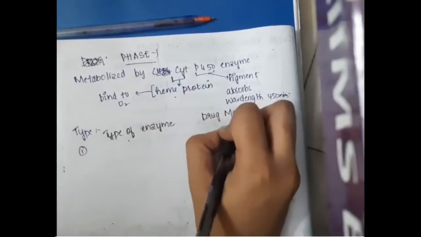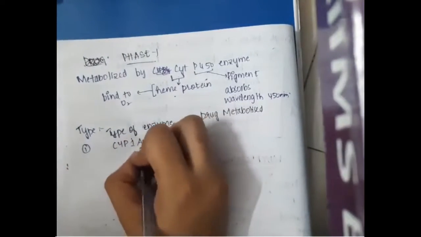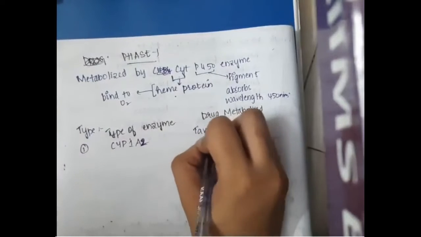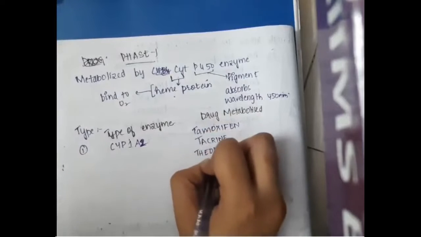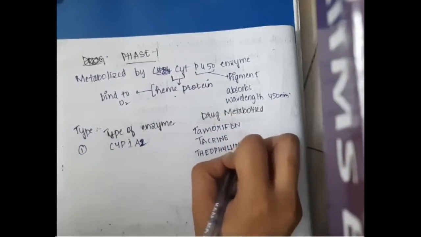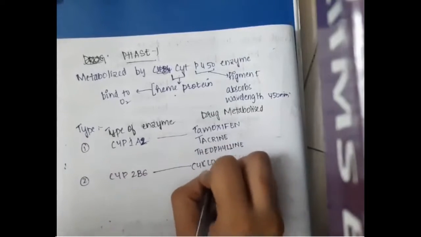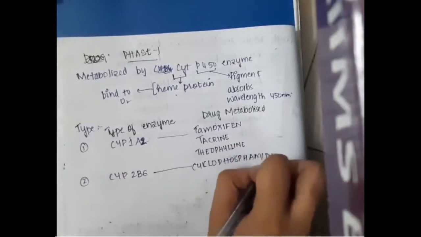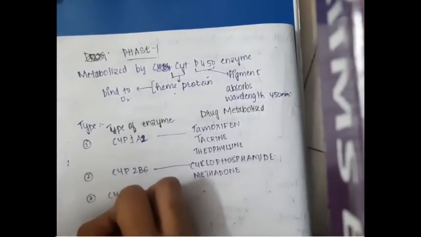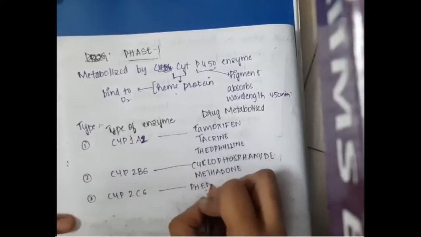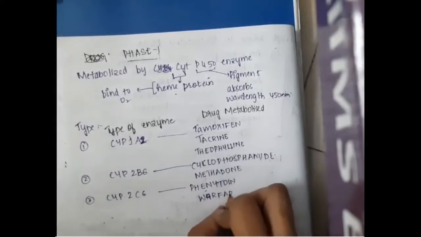So the first type of enzyme we have is the CYP1A2 enzyme, which metabolizes tamoxifen, tacrine and theophylline. Second, we have CYP2B6, which metabolizes cyclophosphamide and methadone. Okay, then we have the third type of enzyme, CYP2C9, which metabolizes phenytoin and warfarin.